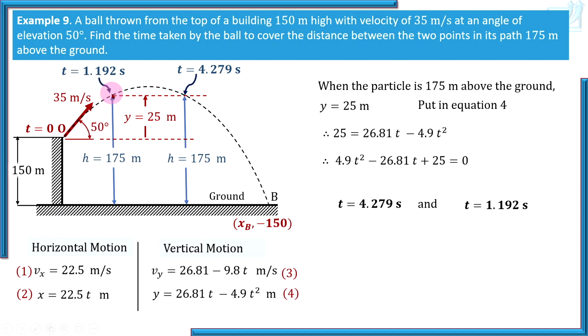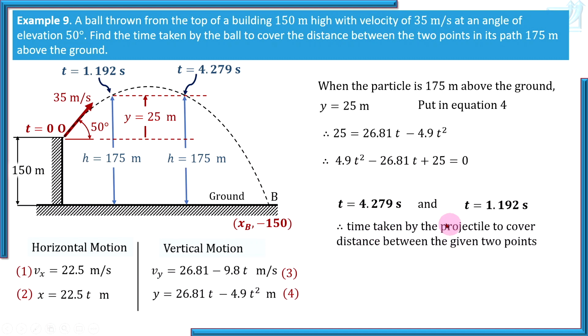So listen, the particle is here at t equal to 1 second and here at t equal to 4 seconds. So how much time does it take from the first position to the second position? 4 minus 1, that is 3 seconds. Of course, we are going to write the proper answer. So the time taken by the projectile to cover the distance between the given 2 points, t dash, is equal to the time taken between these 2 points.